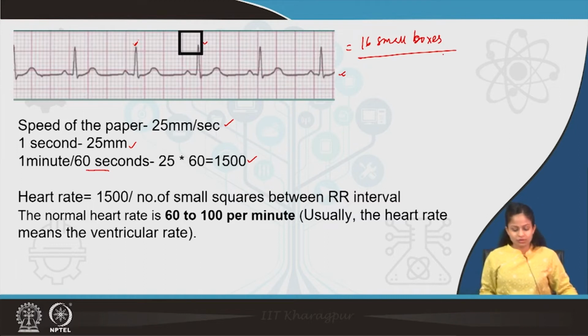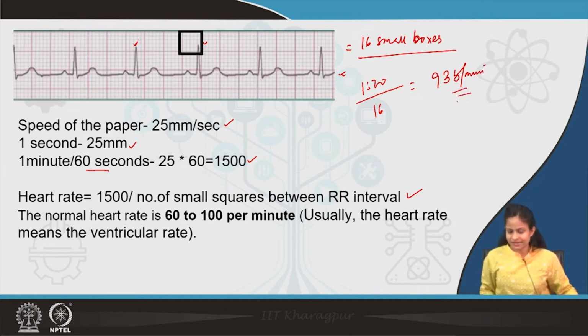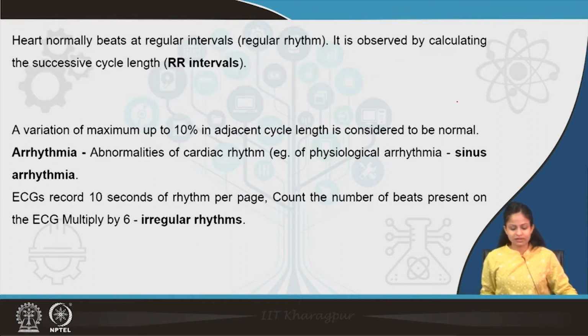We have 16 small boxes. So, our heart rate will be 1500 divided by the number of squares which lie between the RR interval. Here it is 16, so it will give around 93 beats per minute. This is the heart rate, and in this way we calculate it. Here heart rate means mainly the ventricular heart rate. This is the way we calculate heart rate in case of a regular rhythm.